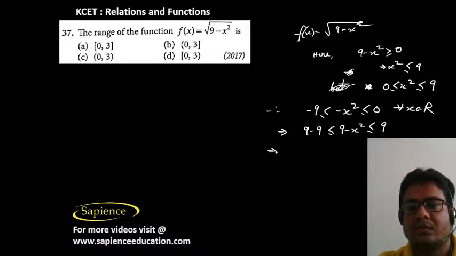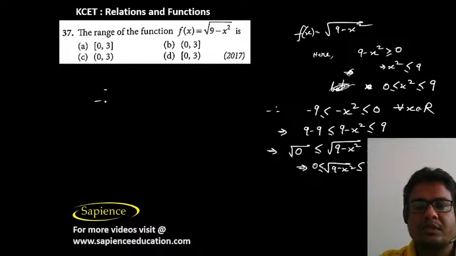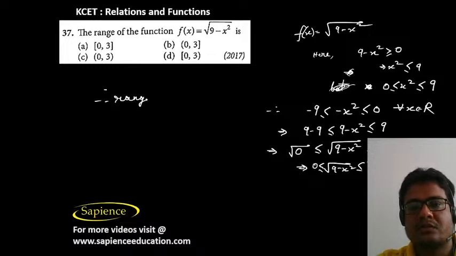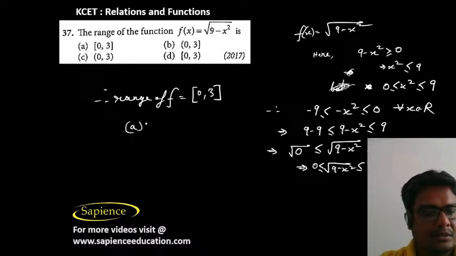So then if you take the square root on all sides, that is square root of 0 less than or equal to square root of 9 minus x square, that is less than or equal to square root of 9. So therefore square root of 9 minus x square is greater than or equal to 0 and less than or equal to 3. So the range of the function f will be from 0 to 3, both included. So option A is the correct answer.